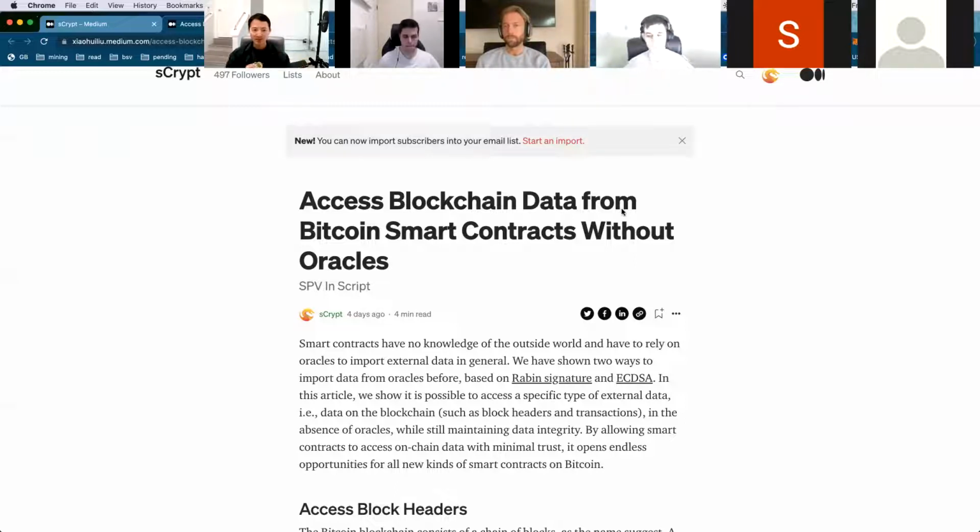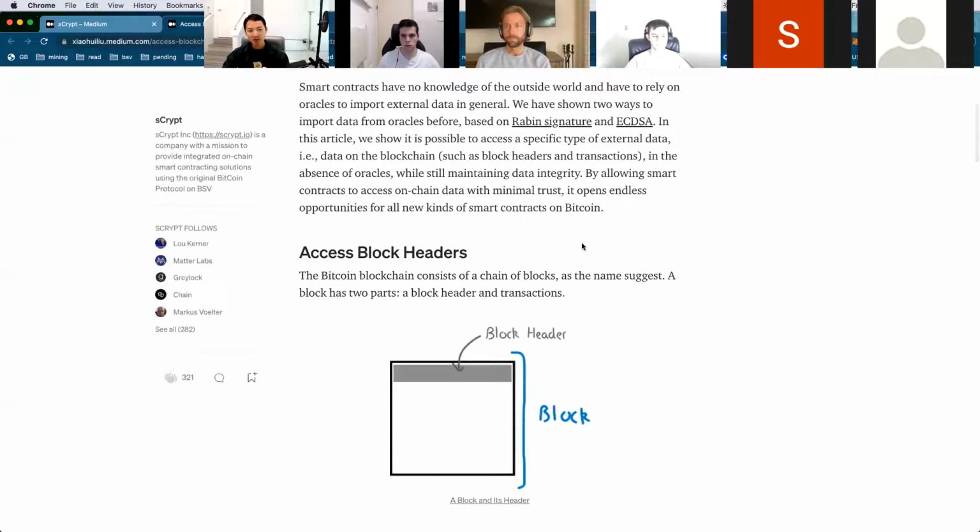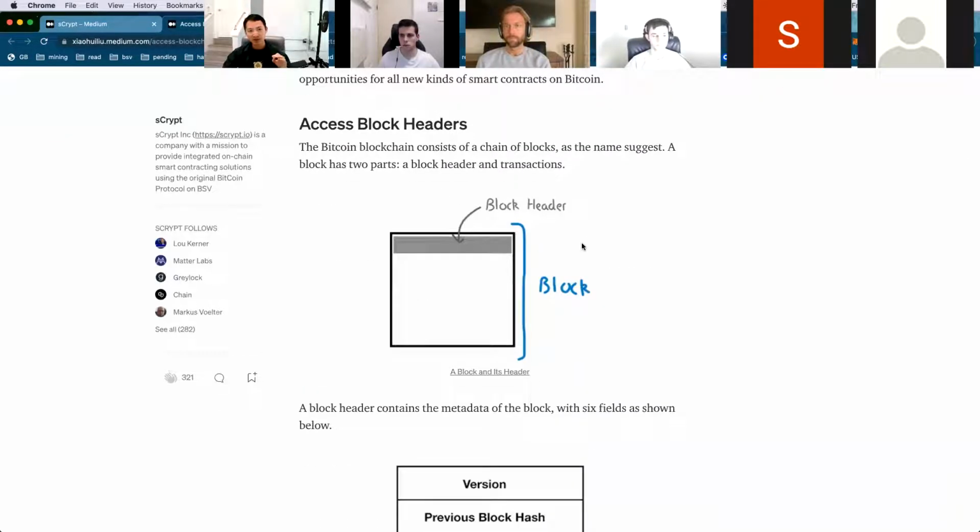But that's an exception. If the data is on the blockchain we're talking about, then it's a very special case. It's still external to the contract I'm running, still considered external data, but we have a way to import it without an oracle. So how do we do it? I think the building block we have to talk about first, no pun intended, is actually the block, right? It's kind of the building block here.